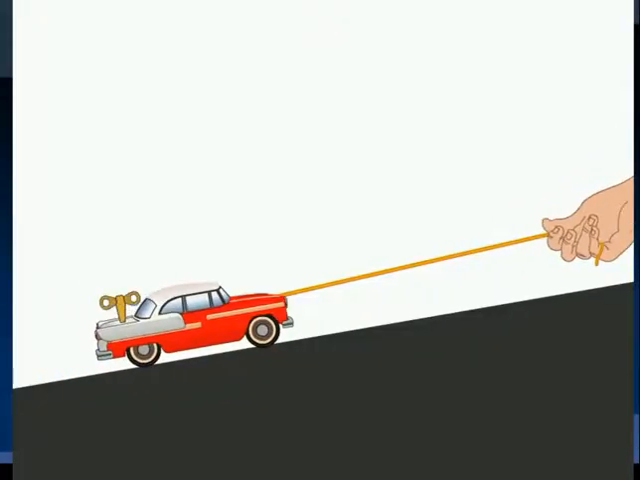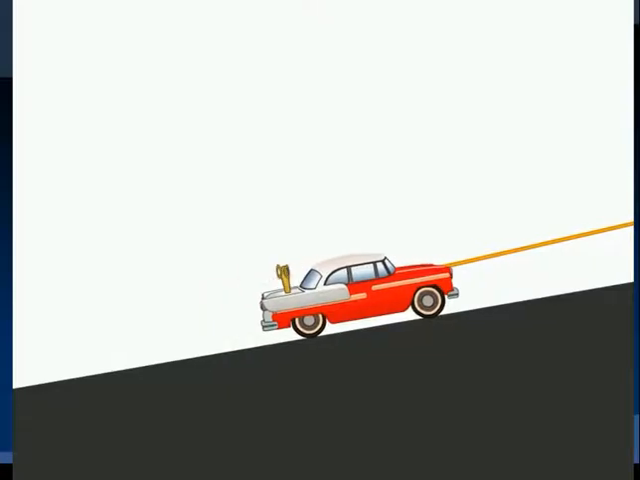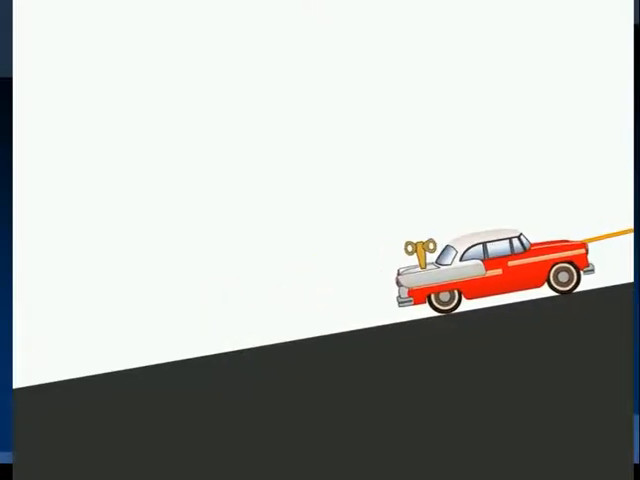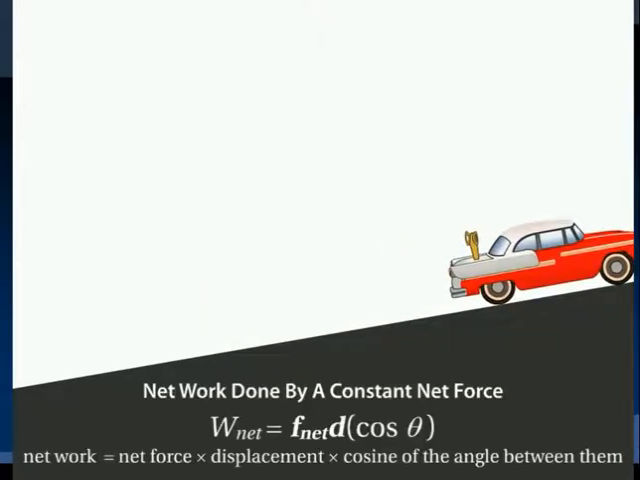Energy can be defined as the ability to do work. So to understand energy, you need to understand work. Work is the product of the force on an object, the displacement of the object, and the cosine of the angle between them. Since the cosine can be positive or negative, the resulting value for work can be positive or negative.